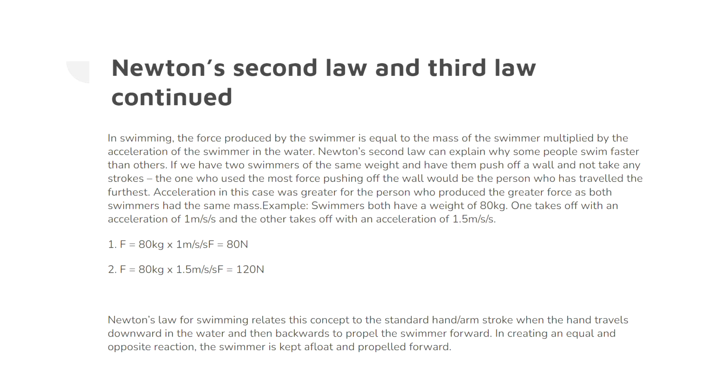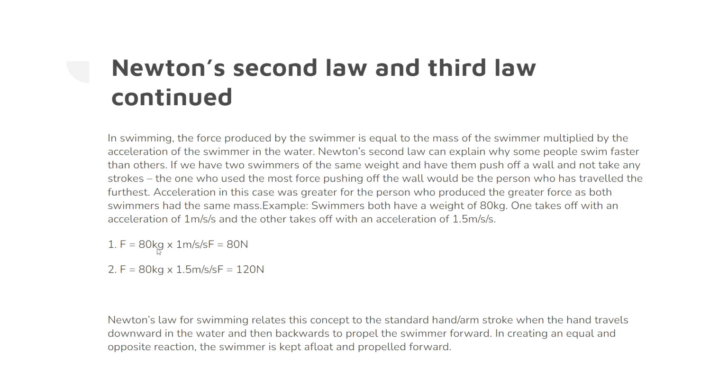If we have two swimmers of the same weight and have them push off a wall and not take any strokes, the one who used the most force pushing off the wall would be the person who has traveled the furthest. Acceleration in this case was greater for the person who produced the greater force, as both swimmers had the same mass, obviously. So, for example, swimmers both have a weight of 80 kilograms. One takes off with an acceleration of 1 meter per second, and the other takes off with an acceleration of 1.5 meters per second.